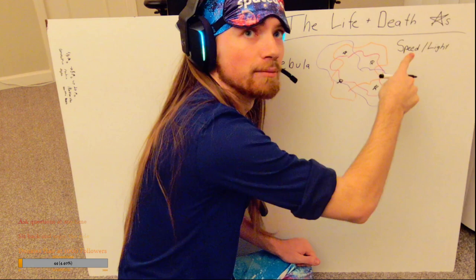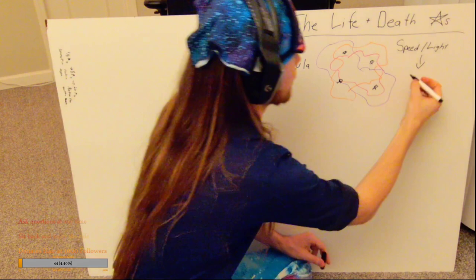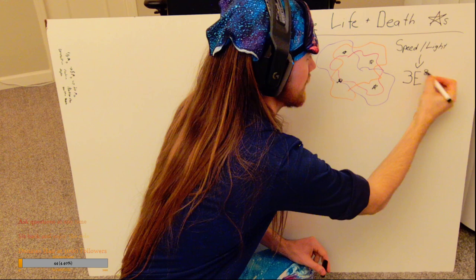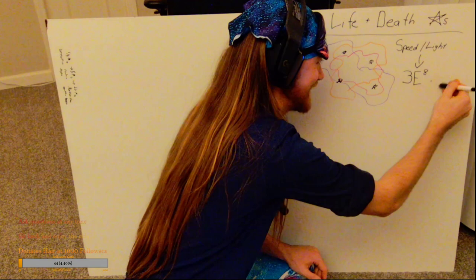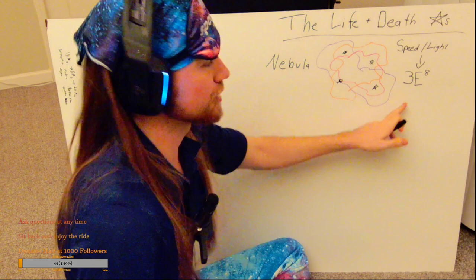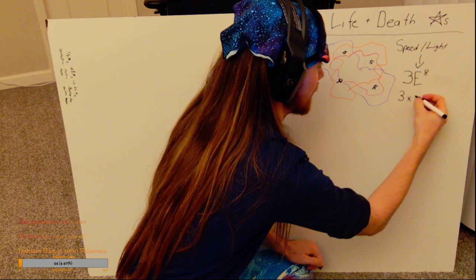is, and I'm going to use fancy notation here just so it helps you get used to seeing it, 3E8 kilometers per hour. Might be kilometers per second, I have to double check that. We'll just put 3E8. What the heck does 3E8 mean? Well, it's just a simpler version, and I prefer this way. You may have seen this before, or if you're learning it right now in high school or at various parts of your education.